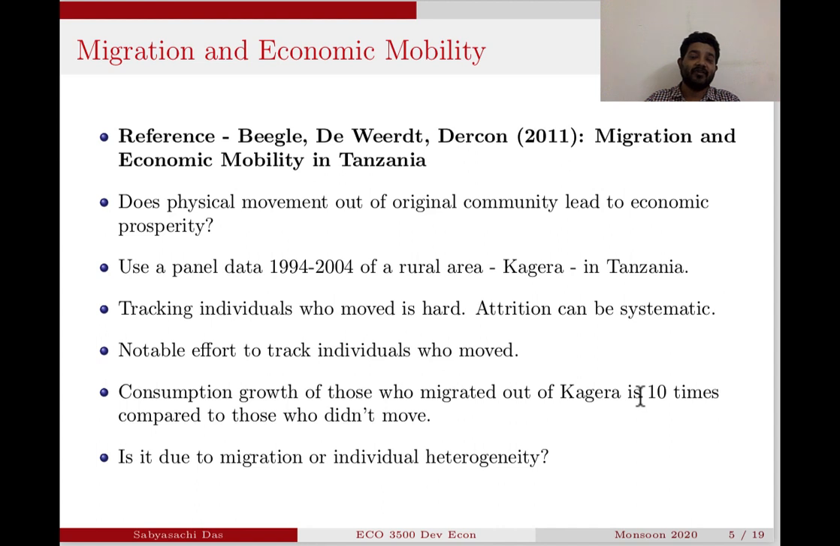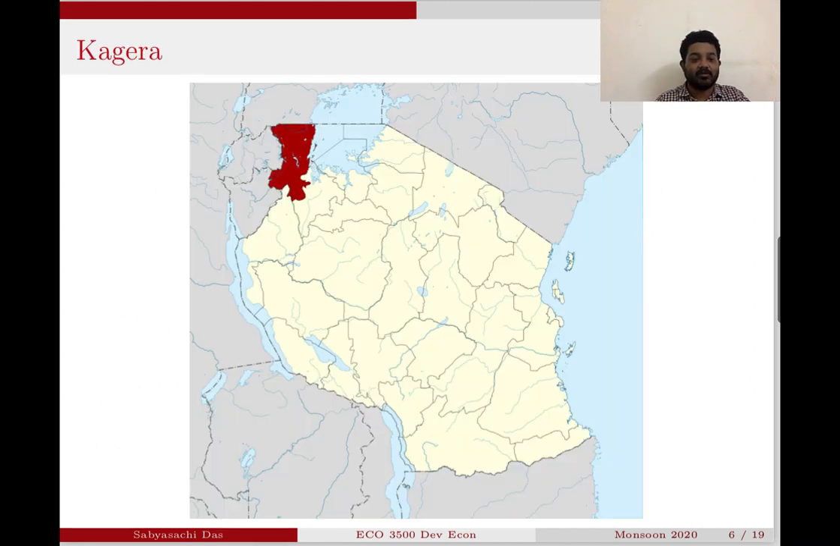So maybe it's not the fact that migration is driving this consumption growth, but the fact that the individuals are different. They come from very different families, who have very different outlooks and very different wealth levels, and that's what drives consumption growth, and not migration per se. So the question is, this large gap that the authors see in the raw data, is it because of migration or is it because of this individual level heterogeneity? So that's the question that they want to answer.